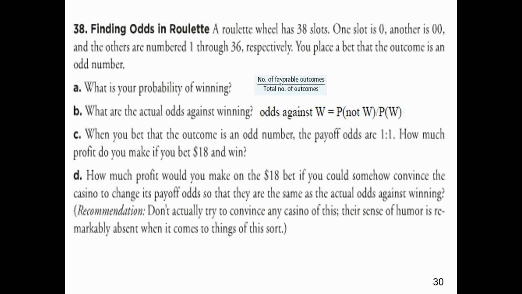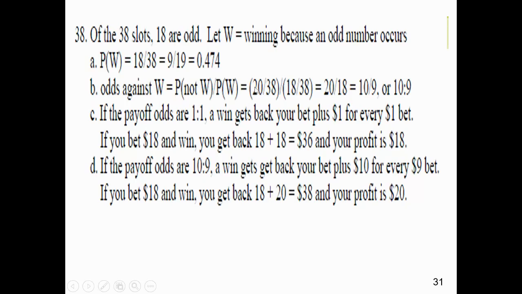Find the actual odds of winning. How much do you make if you put down $18? Let's go to the next slide here. Here again, the odds against winning is the probability that you don't win over the probability that you do win. Now, since there's 18 odd numbers out of 38, there are 20 numbers that aren't odd. So it's the probability of not winning over the probability of winning. And notice what happens here. If you did the division, the 38s would cancel out. You'd have 20 over 18, or 10 to 1. Sorry, 10 to 9, excuse me.